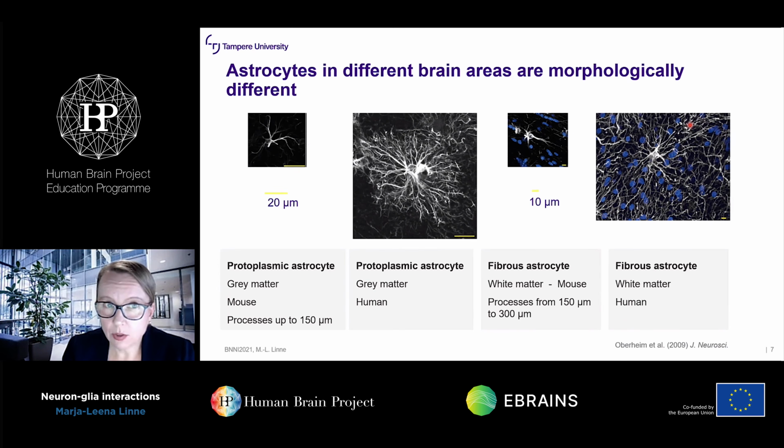So astrocytes are also morphologically very different depending on the brain area. Here are two prototypical astrocytes. The first one is the one you already saw on the previous slide, the protoplasmic astrocyte, and it's in the gray matter, and processes can extend to some 150 micrometers. Then there is another large group of astrocytes named fibrous astrocytes that are more in the white matter, and they extend up to 300 micrometers.